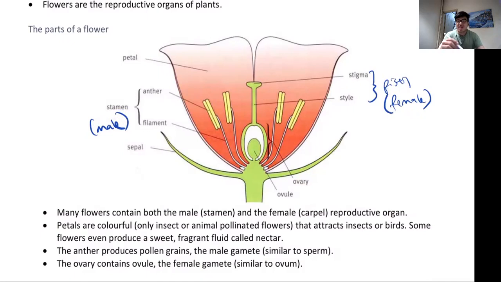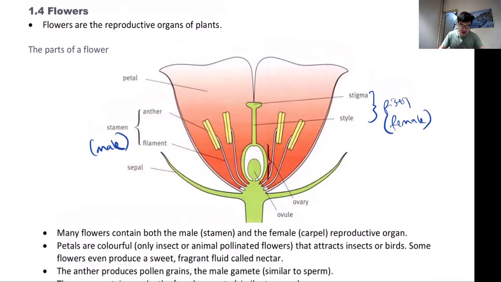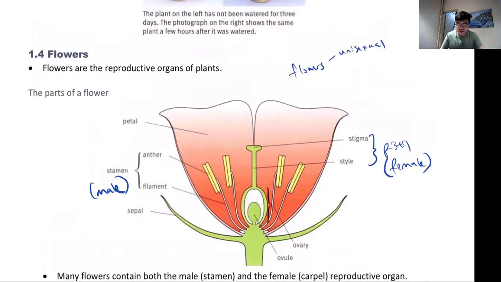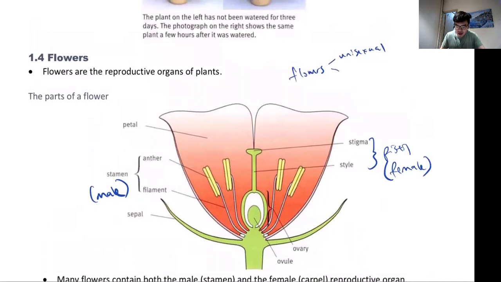All right, so you might say, isn't it weird, sir? Why does one flower have both male and female parts? Here's the thing, this is extra info. Some flowers are unisexual. Some flowers are bisexual. What does it mean? Unisexual means one sex lah.